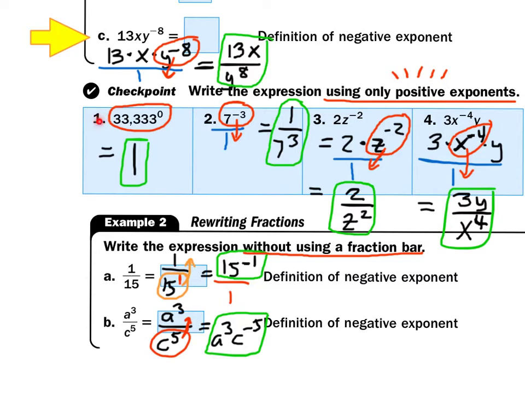Okay, take a look at number 1. 33,333 to the 0 power. Well, anything the 0 power touches instantly becomes 1, and that's just the definition of the 0 power. Take a look at 2.